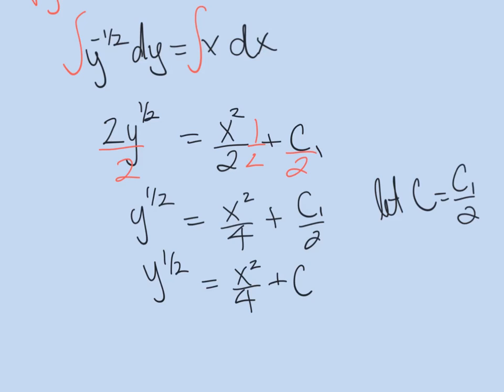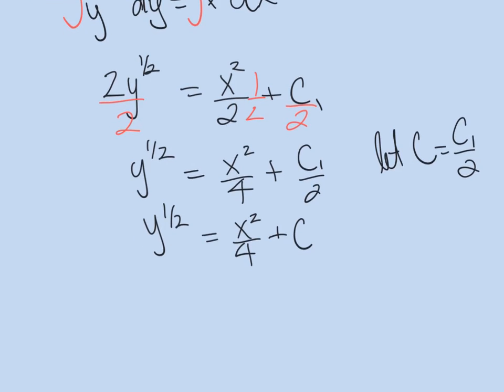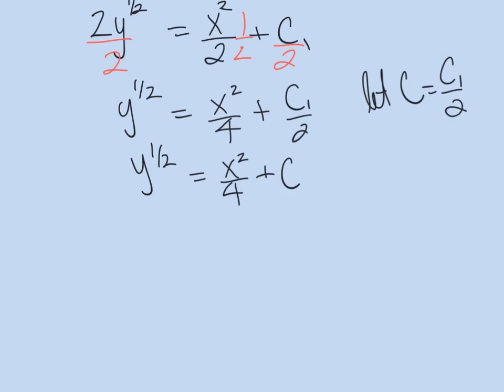And we're getting closer. Now remember, we want to solve for y. So y is raised to the 1/2 right now. It's not solved for y yet. All we have to do now is square both sides. So I'm going to square this side, and I'm going to square this side. This allows me to solve for y explicitly.